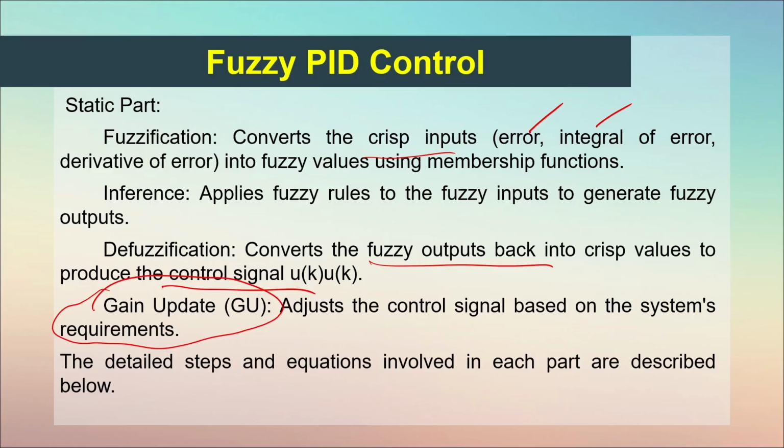Here you need to note down one thing, that is gain update. So, what is this gain update? The gain update is how much gain we have achieved while adjusting the control signal. See, the system has some requirements, and based on the system requirements we need to adjust the control signal. While adjusting the control signal, we are in a position to receive the update about the gain. So, this is what you know.